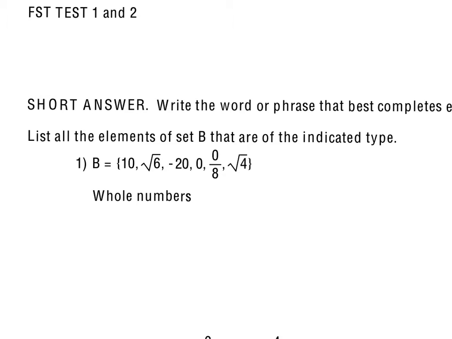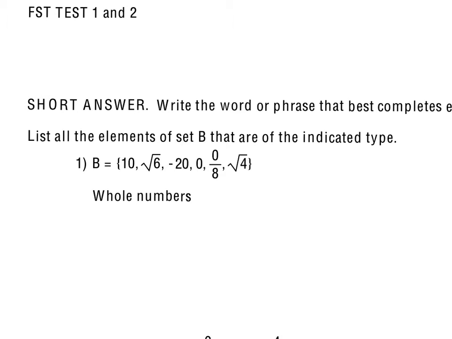Hello and welcome. Today we're going to be taking a look at getting prepared for our first test on chapters 1 and 2. Beginning with problem number 1, we're going to list all the elements of that set that are of the indicated type. In this case, that type is whole numbers.